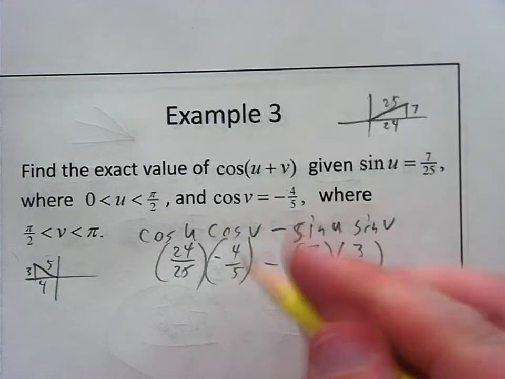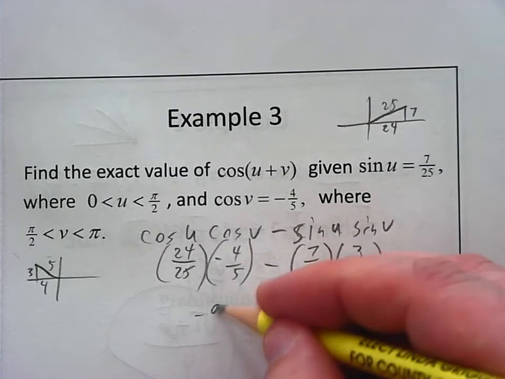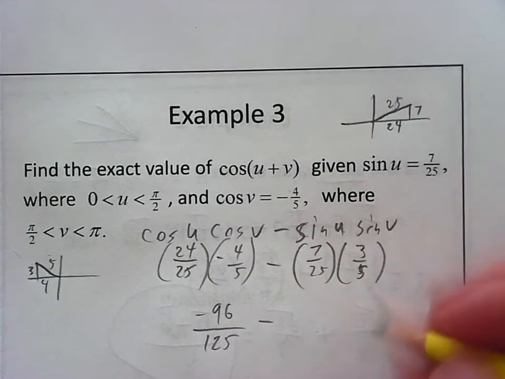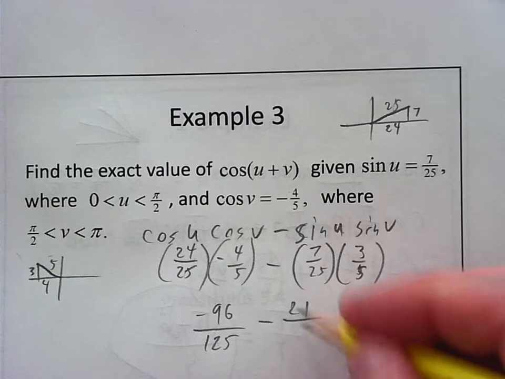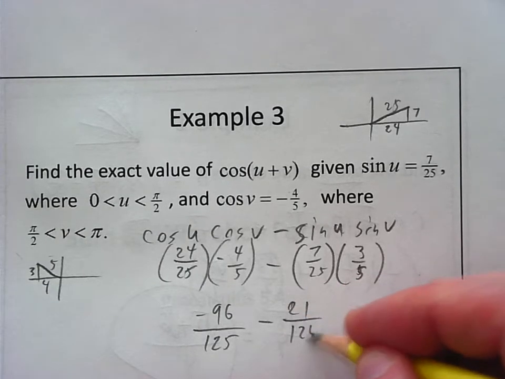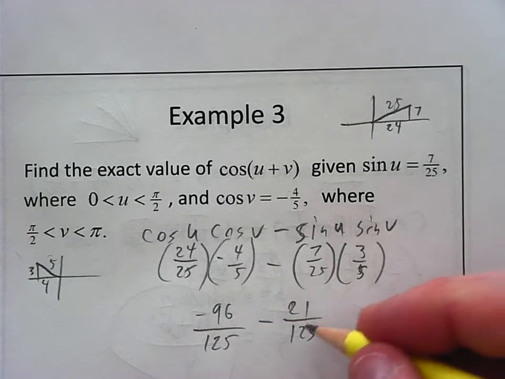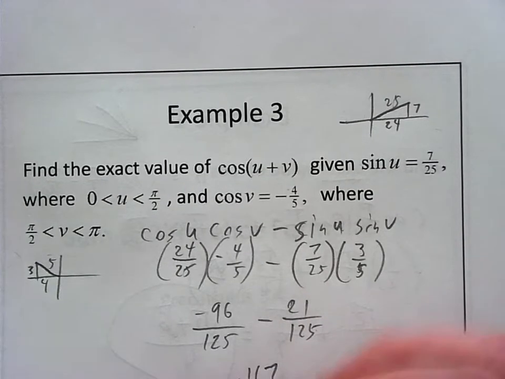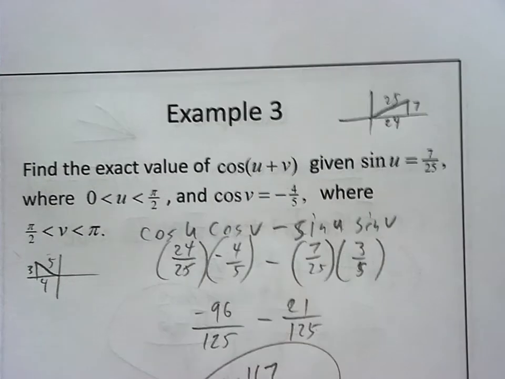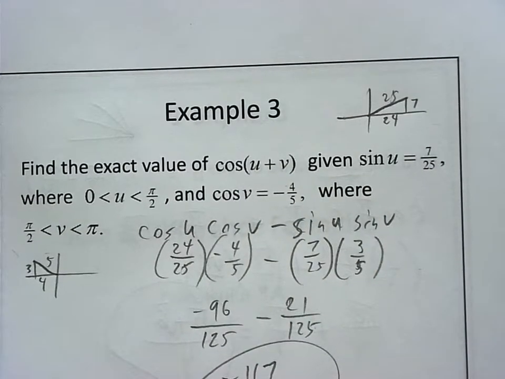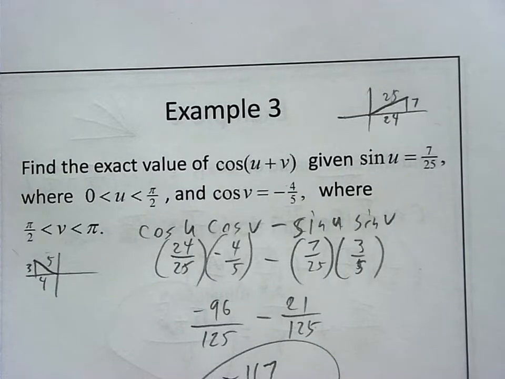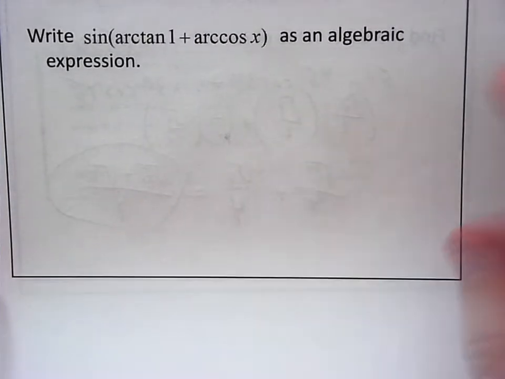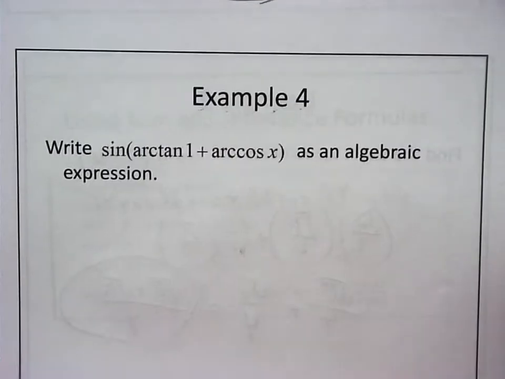Then multiply them together. 4 times 24 is going to give me -96. 5 times 25 is 125. That's going to be minus 21 over again 125. -96 minus 21 is going to go even more negative, so I end up with a -117 over 125. That one's still not too bad. It's just one extra step in having to find those ones you don't know. This one is a little more work.